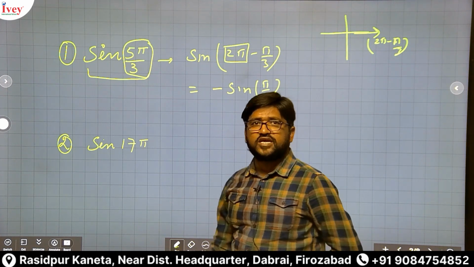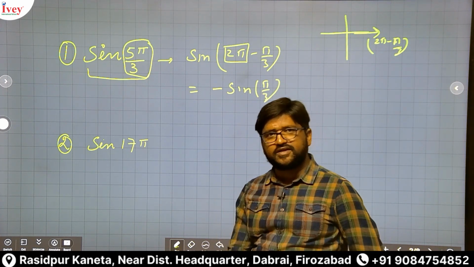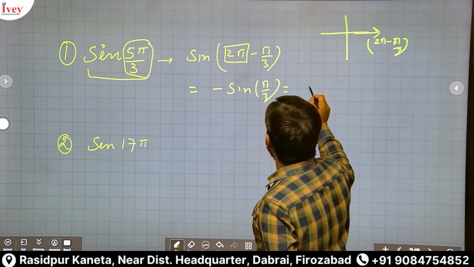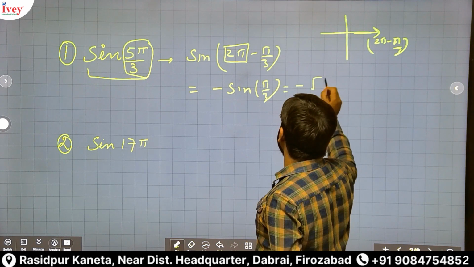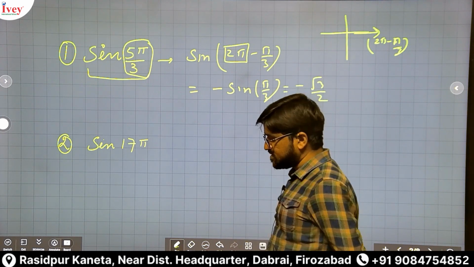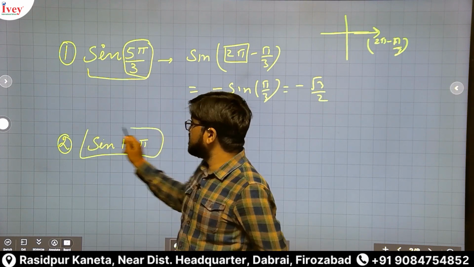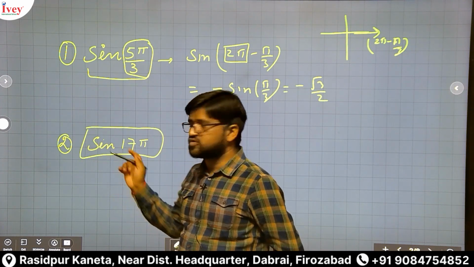And you know what is sine pi by 3? Pi means 180 degrees. Pi by 3 means 60. So sine 60 is nothing but root 3 by 2. So it is minus there. So minus root 3 by 2. So this is the answer. Right? Similarly, what we have to do? We have to do the same logic in this question as well.